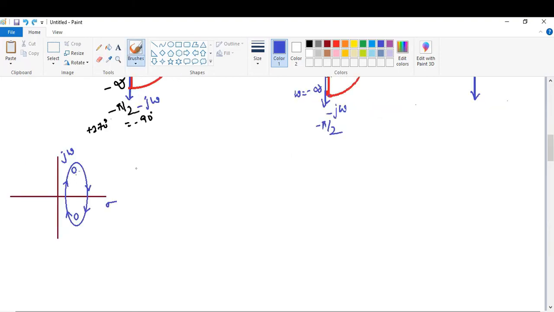For example, if there are two zeros located in the right half of the S plane, these two zeros are enclosed by this Nyquist contour, which is directed in the clockwise direction. So the corresponding Nyquist plot can be drawn like this.